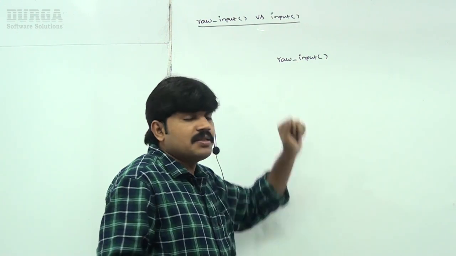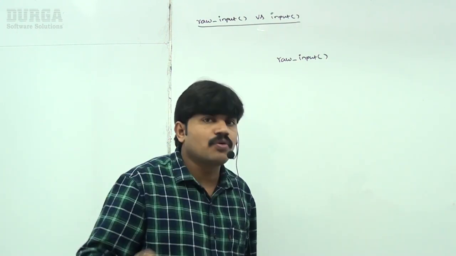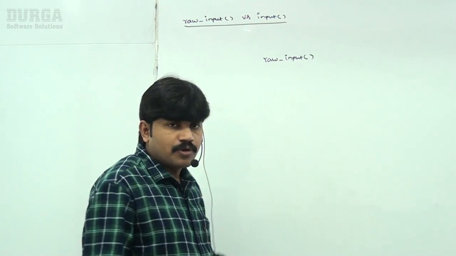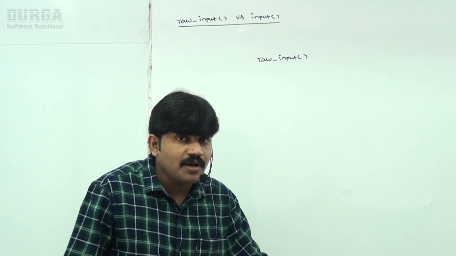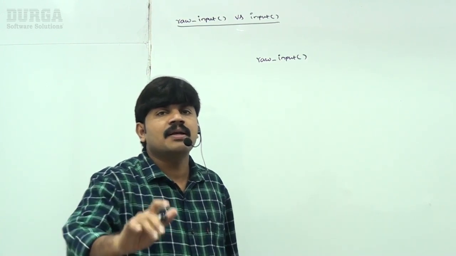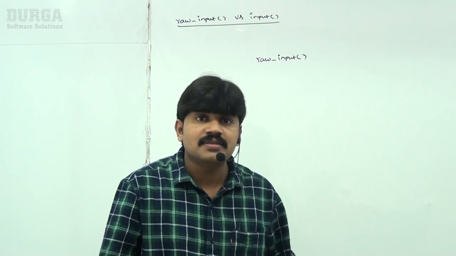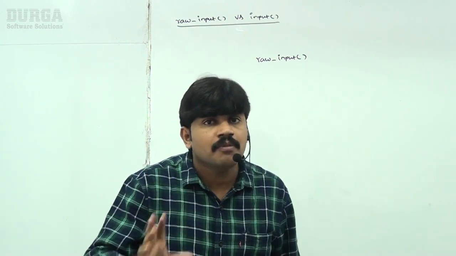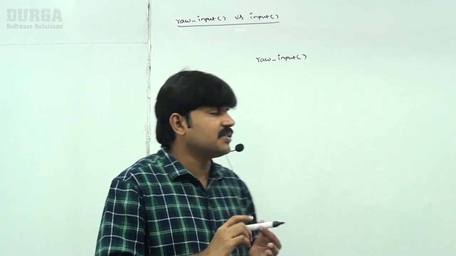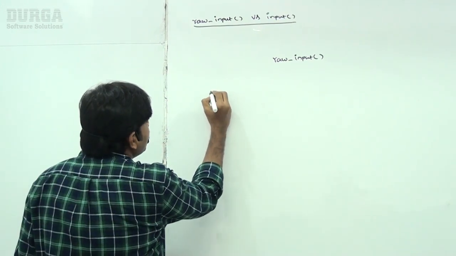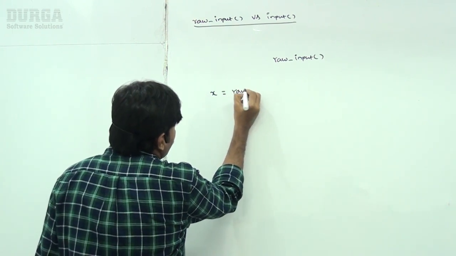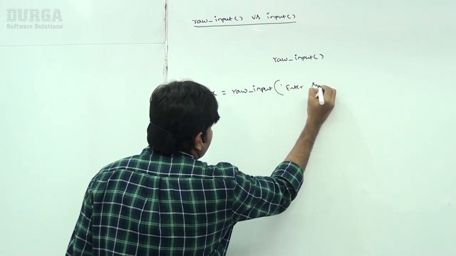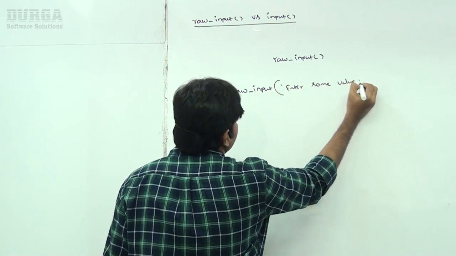But the problem with raw_input is that it is always going to return the value in string form only. Remember that the return type of raw_input is always a string. Even if you enter numbers, it is still considered as a string type only. Compulsorily we have to perform typecasting by using the corresponding typecasting methods. Best example: suppose my requirement is x = raw_input('Enter some value'), like this I am taking.